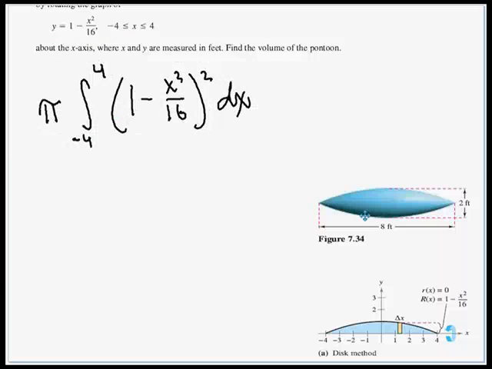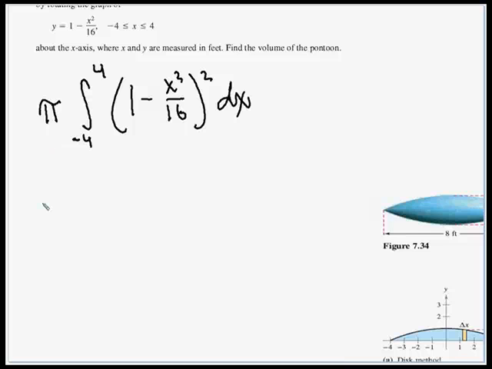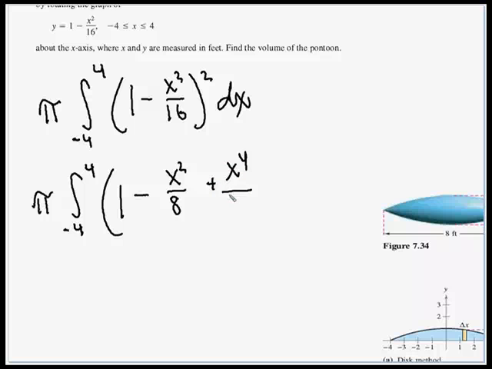Before we integrate, we're going to have to FOIL that out. So pi, definite integral from -4 to 4. And if we FOIL this out, we'll have 1 minus x squared over 8 plus x to the 4th over 256 dx. So now we're ready to take the antiderivative.